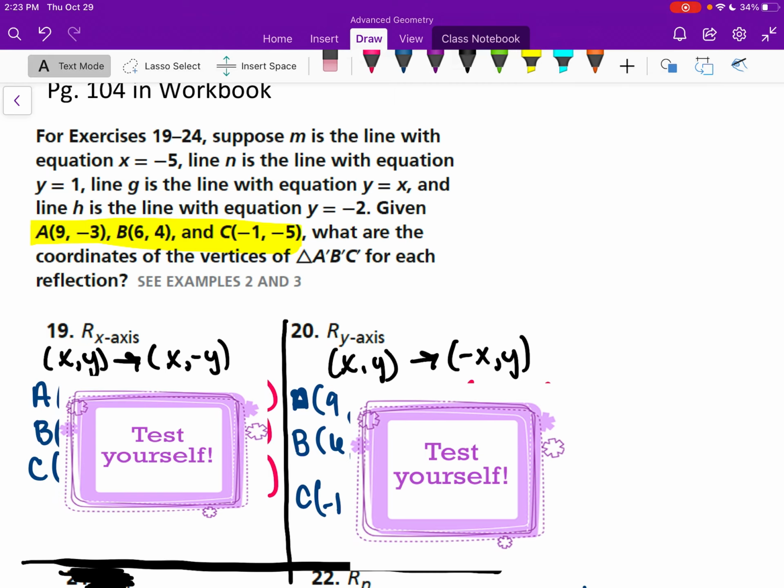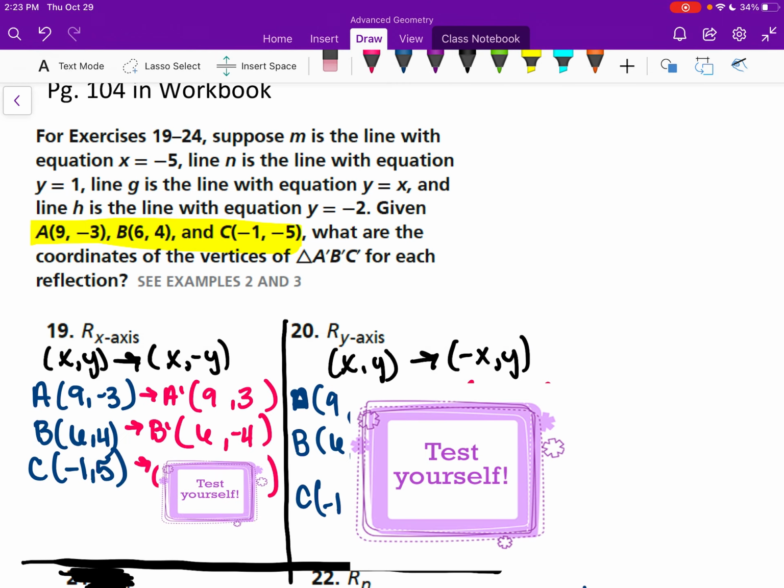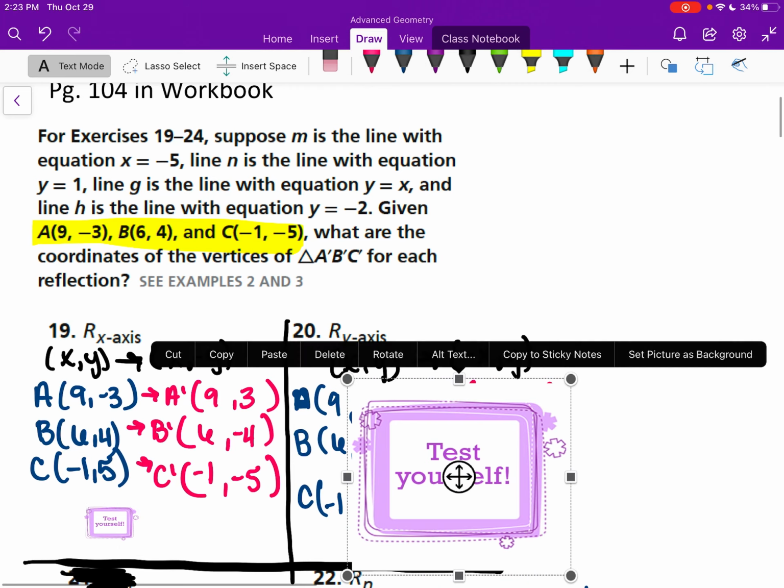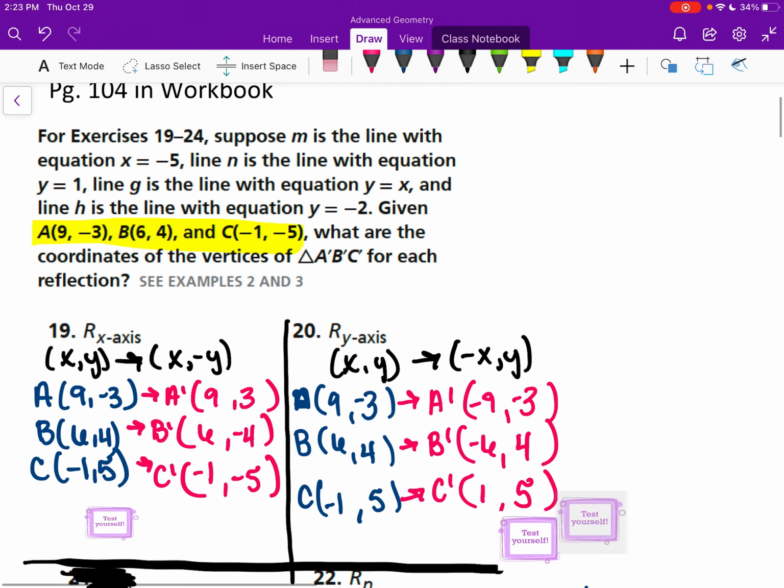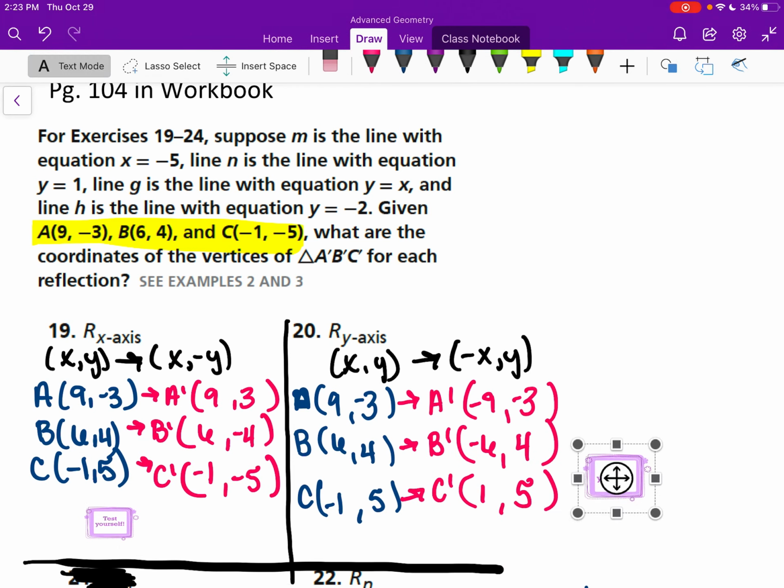All right, let's check it. In the reflection over the x-axis, the y becomes negative, check your coordinates, and in the reflection over the y-axis, the x becomes negative, check your coordinates.